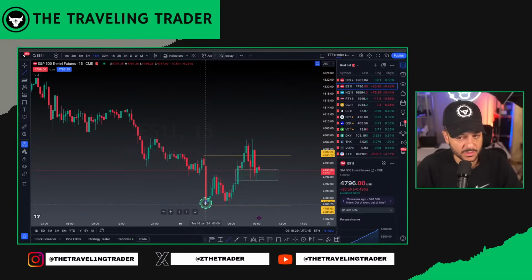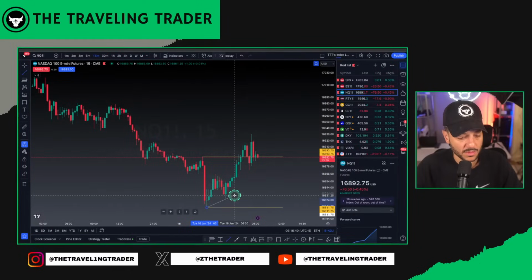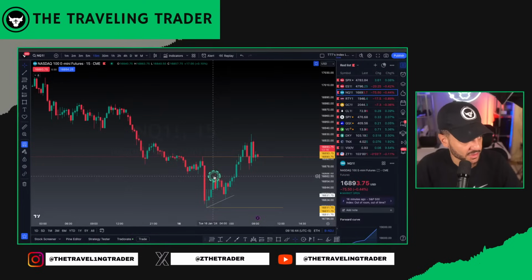And NQ looks like the stronger one, right? So we have a lower high on ES, and on NQ, we have a higher high, right? This right here is called bullish divergence.